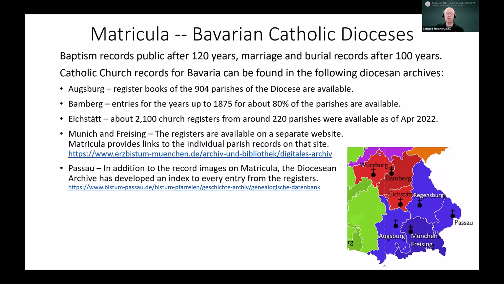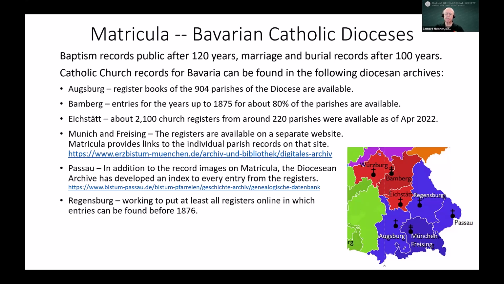For Passau, in addition to the record images on Matricula, the diocese developed an index, and they have that on their website. Most of these records, unless there's an index in the book, on Matricula there is no big index. So you may have to go page by page for a particular register. But in the case here at Passau, they have an index. So you can actually search on their site for the name, and then it'll point you to the record on Matricula.